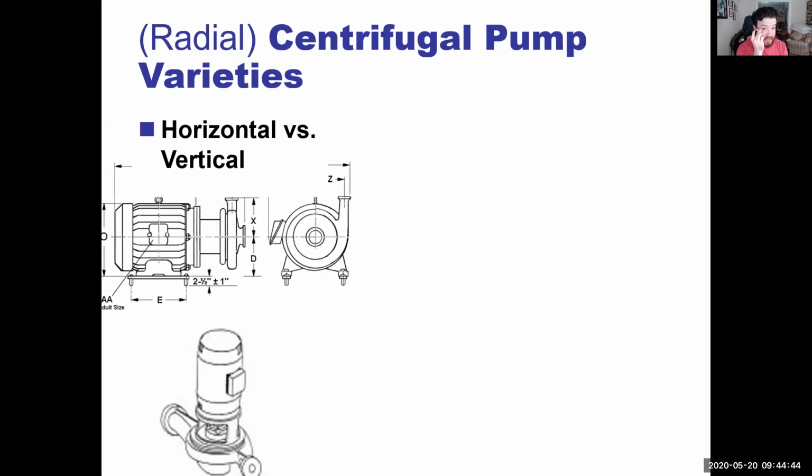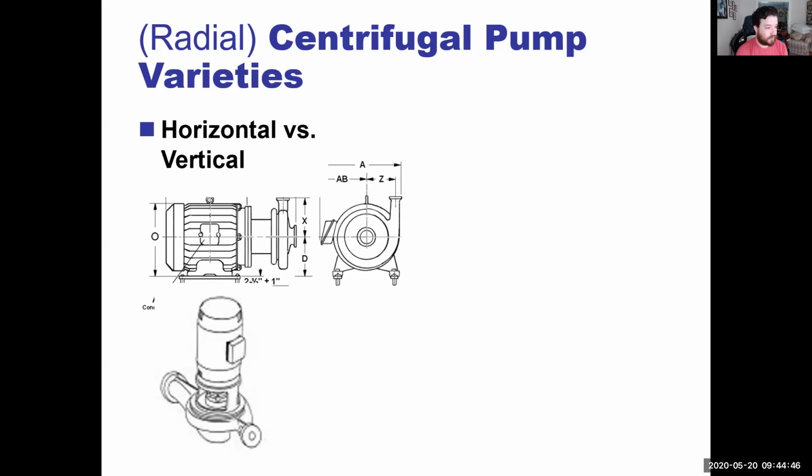So we have horizontal versus vertical. And the only difference here between horizontal and vertical is just the piping arrangement. As you can see here with the horizontal, that's a front view. There's a side view of the horizontal. This is still the eye right here. That's still the suction, and we still have the discharge.